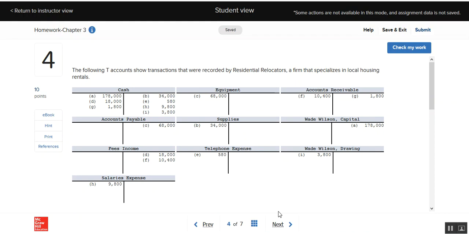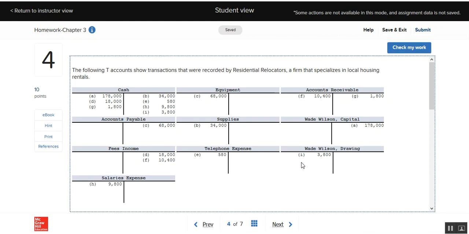Hi class. I thought I would do a video today just to hit the highlights of the homework for Chapter 3. Chapter 3 has to do with T accounts, and I know those are a little bit challenging. So I'm actually in our homework for Chapter 3, and this is number 4.